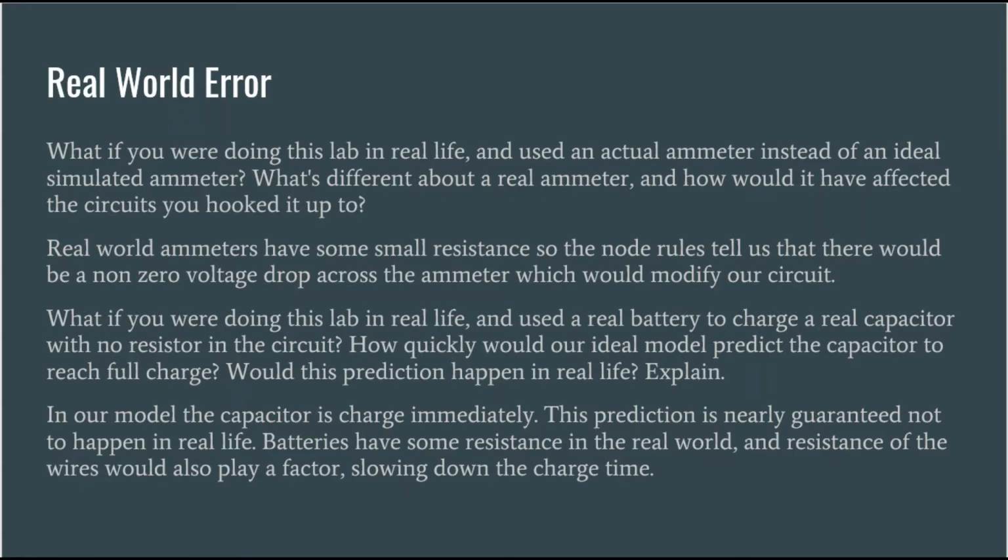And then if you're doing this lab in real life and used a real battery to charge a real capacitor without the resistor, our ideal model would predict that it takes basically no time to reach full charge. But in the real world, this is not going to happen because basically everything has some sort of resistance. Batteries have some resistance. The resistance of the wire would also play a factor, which it did not in this experiment. And so this would all slow down the charge time.